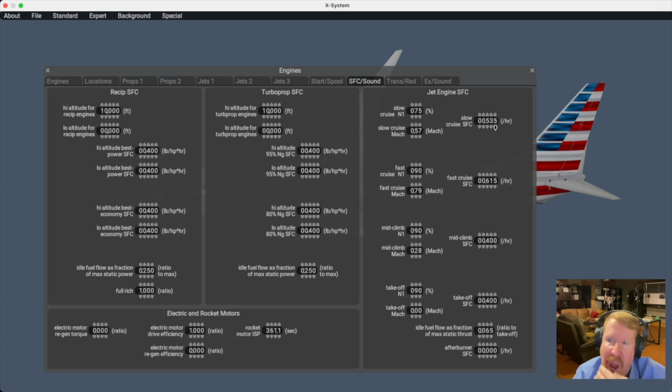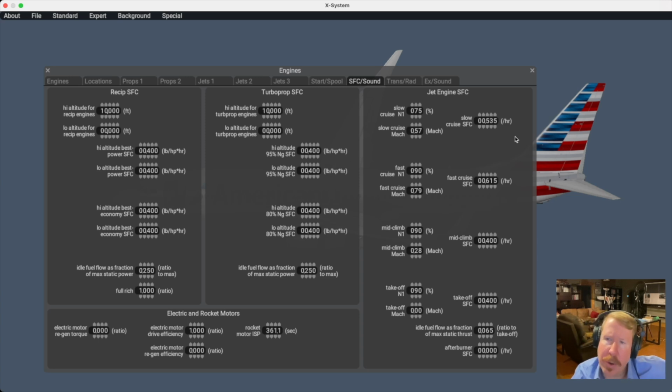And I've got 4 different little targets that you can enter here. We'll start at the bottom and work up. Your takeoff, N1 Mach and SFC, your mid-climb, N1 Mach and SFC, your fast climb, N1 Mach and SFC, and your slow cruise, fast cruise. If I said fast climb, I'd say fast cruise, N1 Mach and SFC, and slow cruise, N1 Mach and SFC.